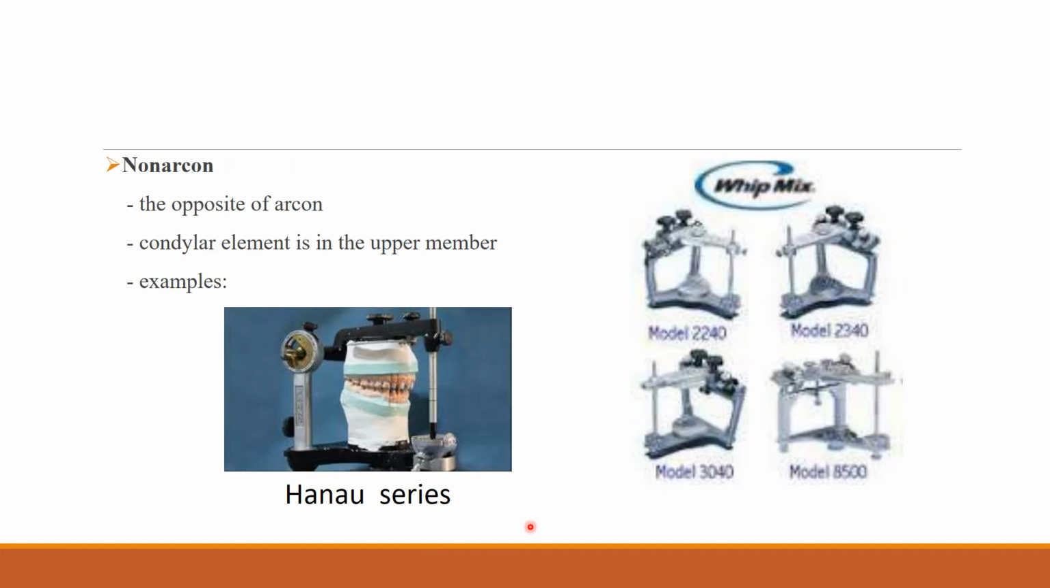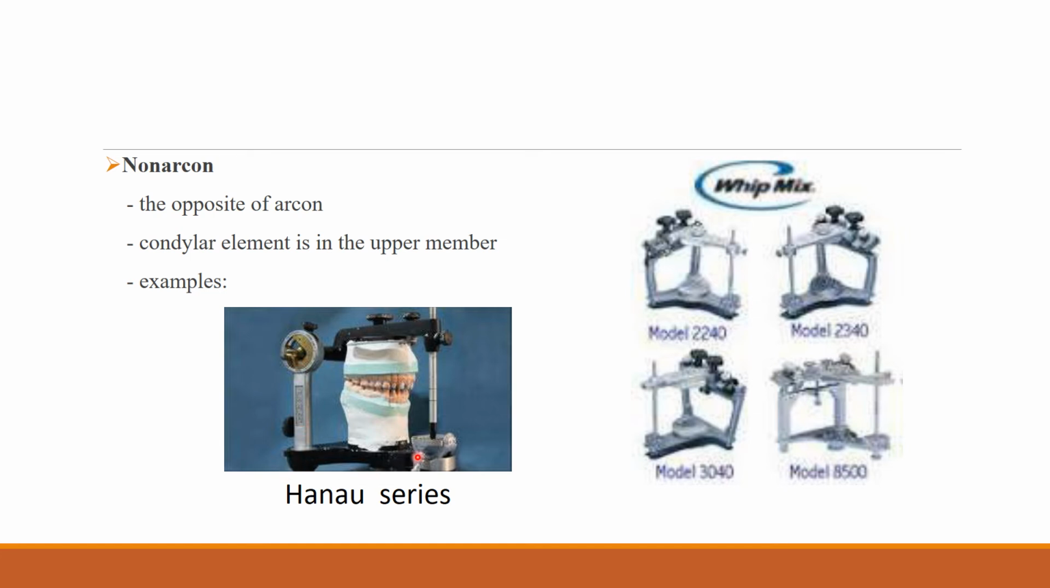So the non-arcon type is the opposite of the arcon type. The condylar element is in the upper member and the condylar guide is in the lower member. Okay, so an example is the Hanau here. So you can see that the condylar element is in the upper member, and the condylar guide is in the lower member.